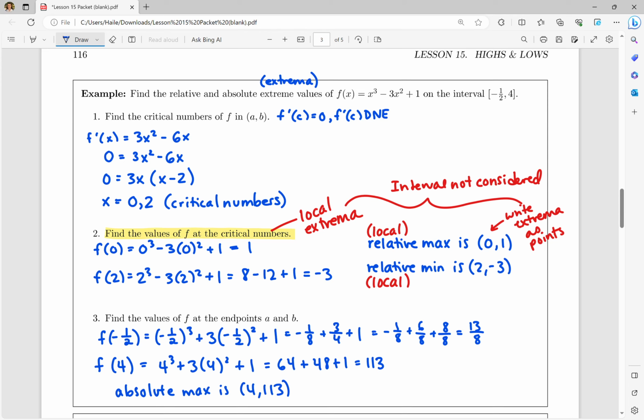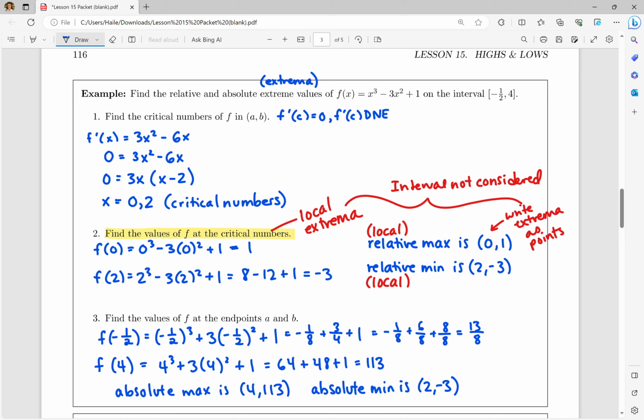Now, for our absolute minimum, it is going to be the point with the lowest y value. Notice the two y values that we got here, they're both positive, but one of our local mins actually did have a smaller y value, and that was (2, -3). So the absolute minimum in this case is (2, -3). Notice we do have the case where you can have a local min or max also be an absolute min or max. That is possible. And that is the end of that example.